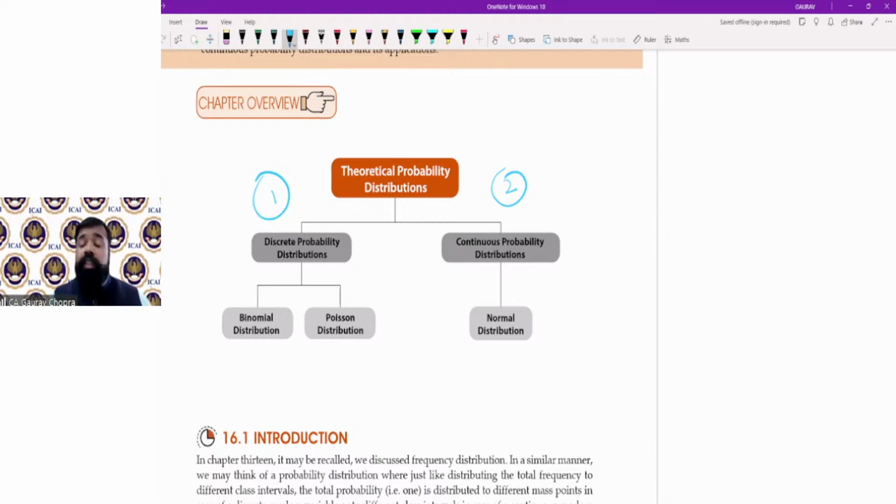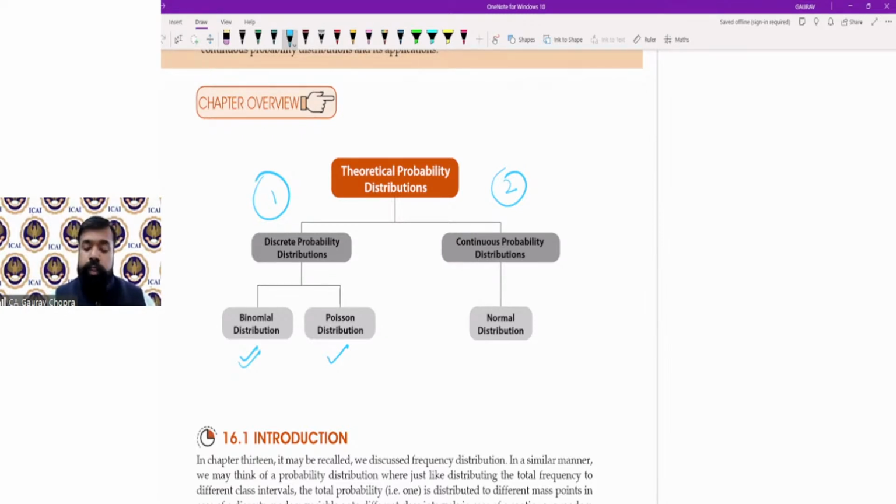Under discrete distribution, we are having mainly 2 distributions. One is binomial distribution, other one is Poisson distribution. So we will cover this in detail. Binomial distribution will be covered today in detail, and Poisson will be covered in the second lecture of this class, which is on Thursday.